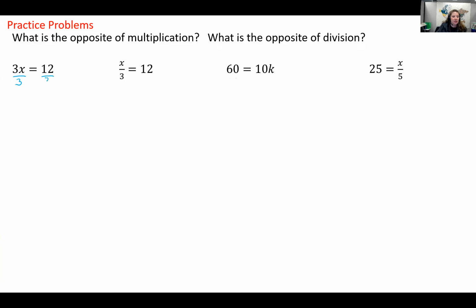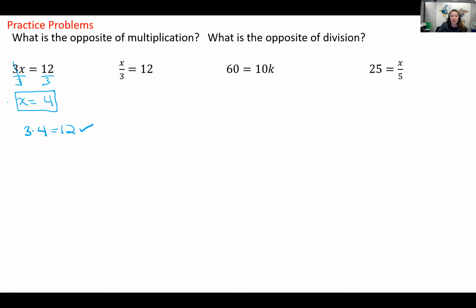Since we're solving equations, whatever you do on one side of the equal sign, you do on the other. So 3 divided by 3 is 1. 1 times x is x. And 12 divided by 3 is 4. That's the answer. And then for equations, you can always check your answer. So if you substitute 4 for x, does 3 times 4 equal 12? It does.